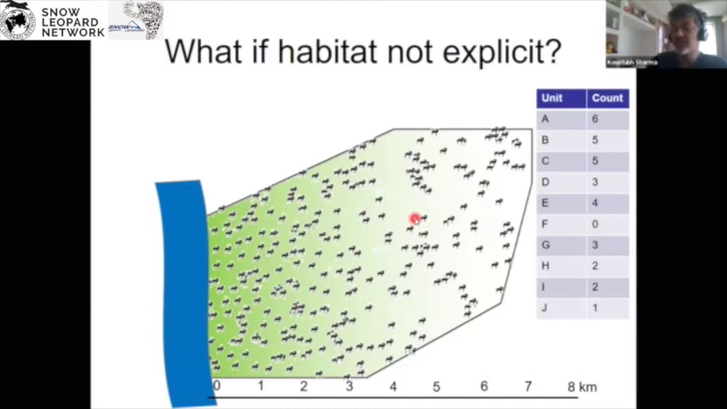But let's say the situation is this one, where over here, if you look carefully, there is an axis, which is a simple scale in terms of kilometers, 0 to 8 kilometers. You don't need to call it kilometers, it can be whatever, but this is the scale that we have. As the distance increases, there are fewer and fewer animals away from this river.